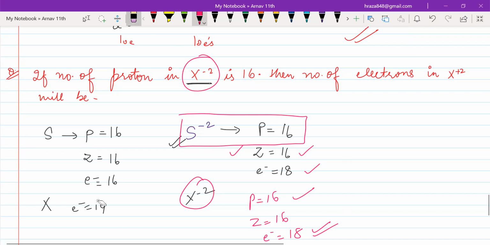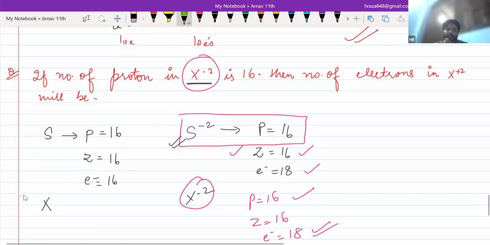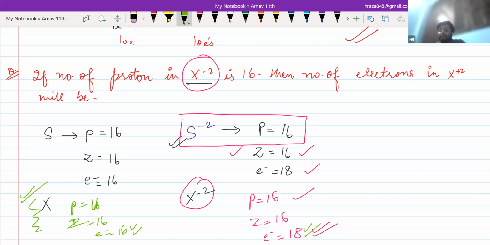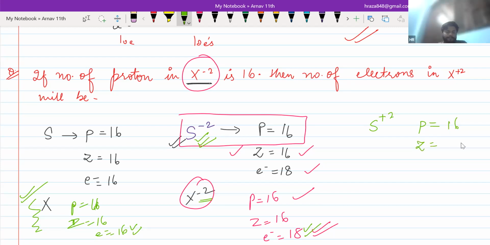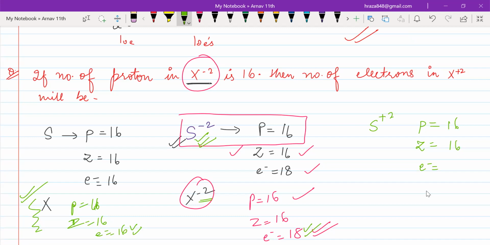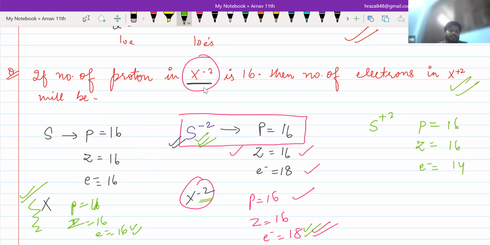Yes, sir. So you can see that this is a neutral atom. So proton is equal to 16, Z is equal to 16, and electrons will also be 16 because it is neutral. And why here is the electron count 18? Because it is an anion. Are you getting my point? Yes, sir. Now, can you tell me this sulfur? I'm talking about this sulfur, which is plus 2. Can you tell me the number of protons here? 16. Atomic number? 16. Can you tell me the number of electrons here? 14.